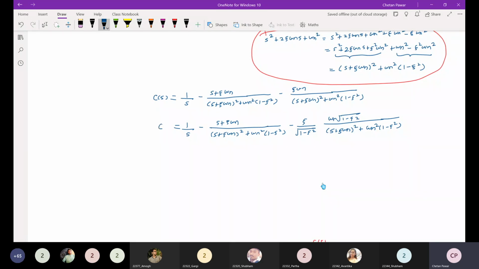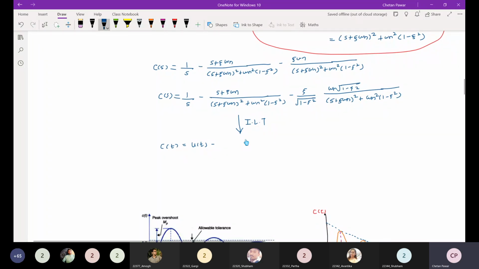Okay, so if you take the inverse Laplace transform of this, tell me the ILT then. C of t is the inverse Laplace transform of 1 by s, that is u of t. Now what is the inverse Laplace transform of this second term? Just try it.